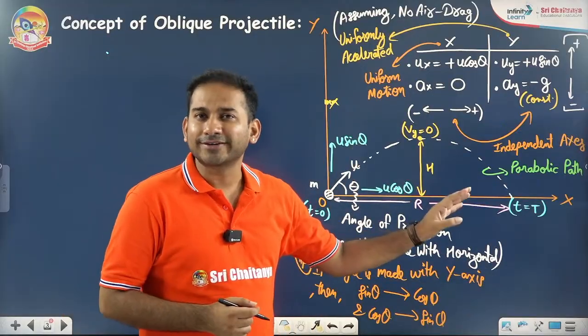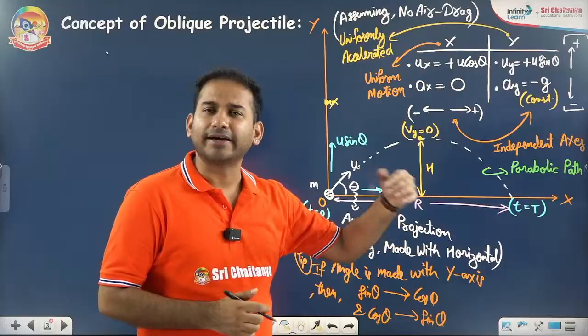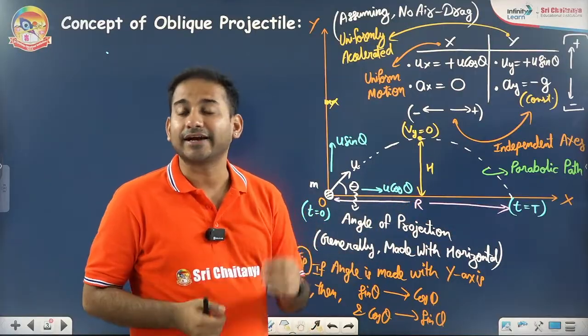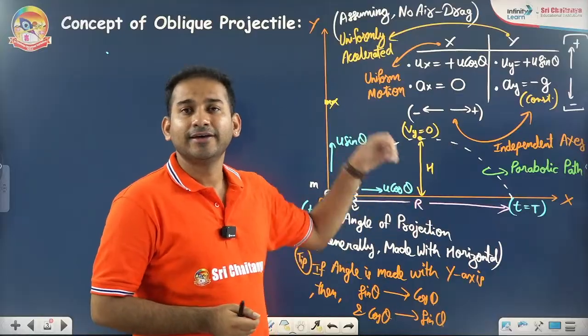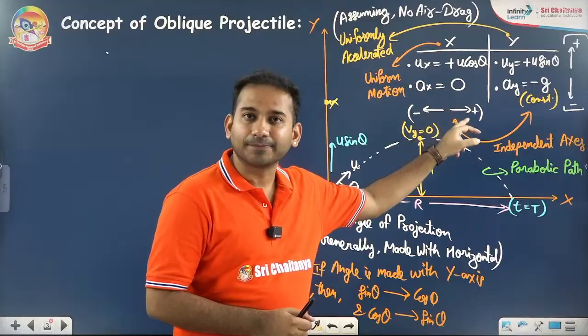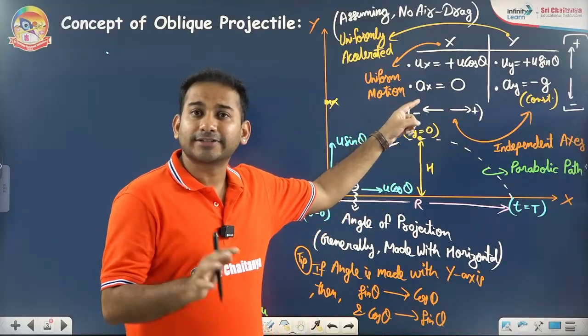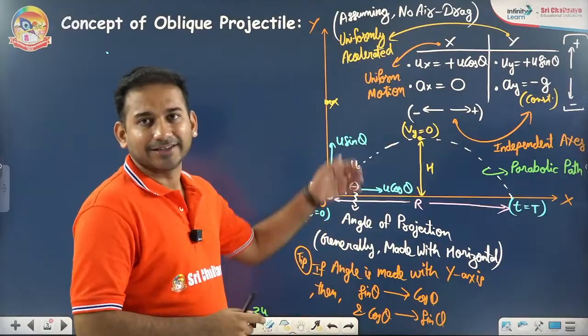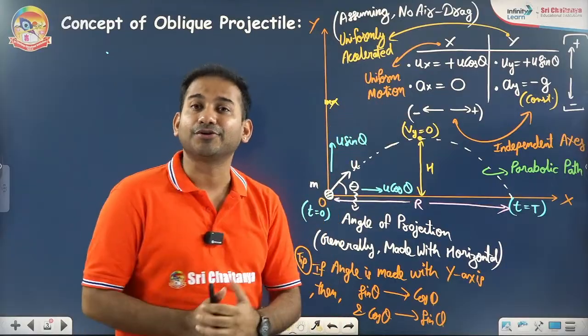There is no air resistance, no other force, no buoyancy, nothing. Only gravity is there, and gravity is acting down. If gravity is acting down, then in the x-axis there is no acceleration. That means the x component of velocity will never change because there is no acceleration in the x-axis, and such type of motion will be called uniform motion.